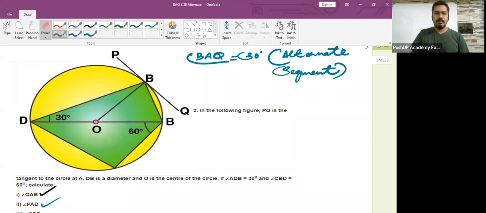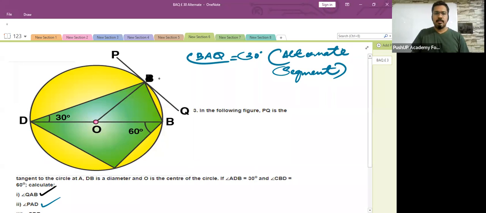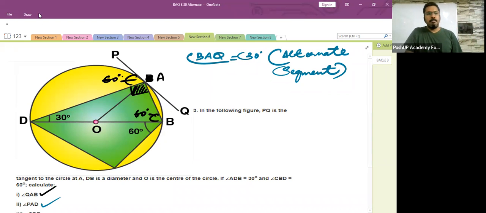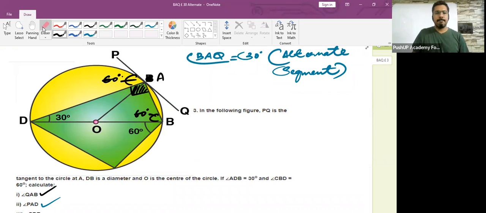So first we should find angle ABD, because angle DAB is 90 degrees since DB is the diameter. Then we get angle ABD as 60 by using the angle sum property. And then angle PAD is equal to 60. The property is the alternate segment property. Perfect answer. Very good.